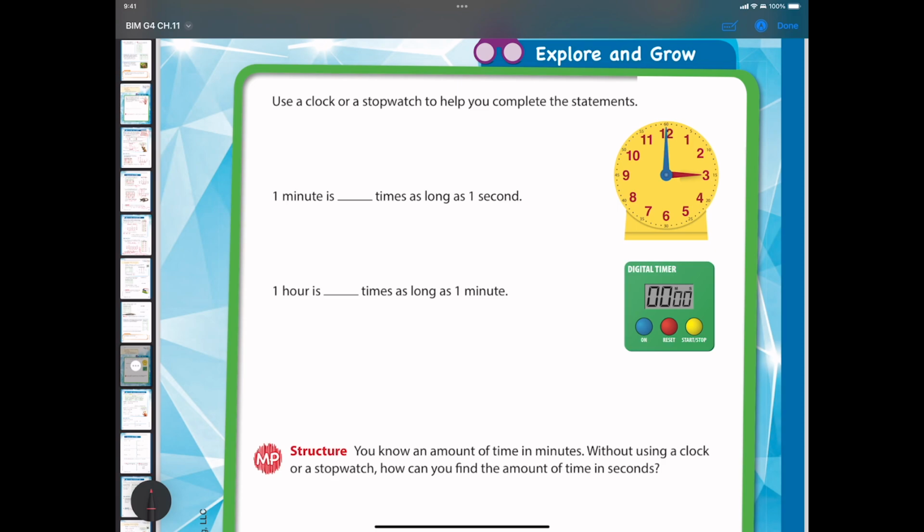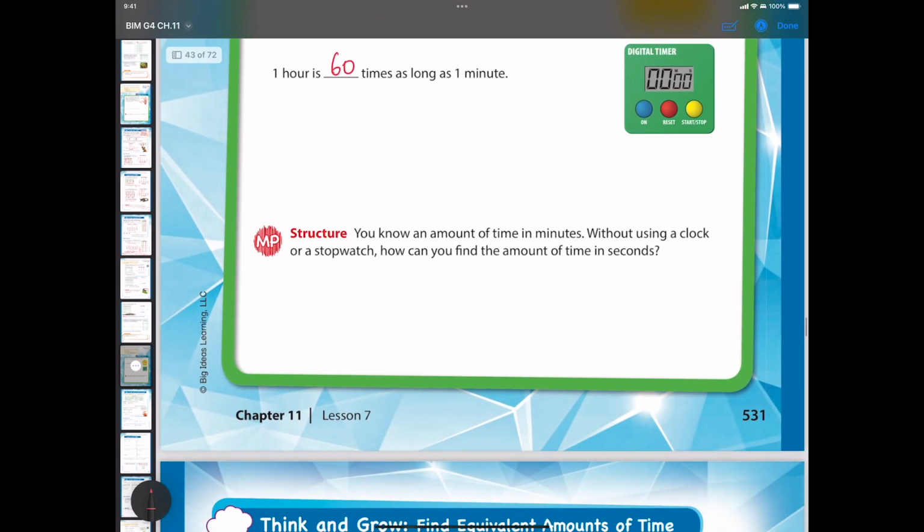Now, a minute. This is common sense. We know already from third grade, right? 1 minute is how many seconds? 60 times as long as 1 second. And 1 hour is how many minutes? 60 minutes. Now you know one amount of time in minutes. Without using a clock or a stopwatch, how can you find the amount of time in seconds? Simply multiply by 60.